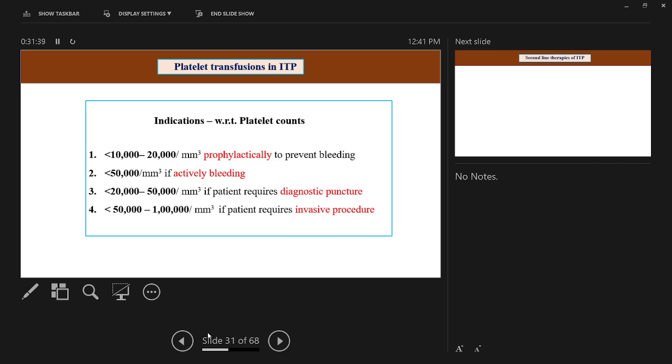So, platelet transfusion indication in ITP with respect to platelet counts. If it is less than 10,000 to 20,000, prophylactically it has to be given to prevent bleeding. If it is less than 50,000, then give it when the patient is having active bleeding. When you have a planned diagnostic puncture, then give it when the platelet counts are between 20,000 to 50,000. And if the patient is placed on an invasive procedure, less than 50,000 is the cutoff.